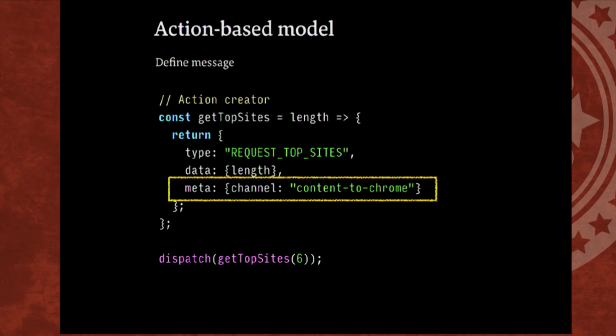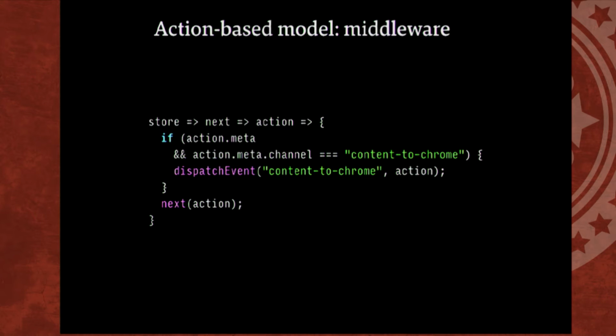So how do we actually do the work of sending this request to the parent process? Well, what we're going to do is express this as a property of the action. In this case, I've added a meta field with a channel property, which says that this action needs to be sent from the content process where it originated to the Chrome or parent process. We create some middleware that will look at the meta property on the action and then dispatch the event if it sees that channel is equal to content to Chrome. So we've moved the message listener stuff out of each action into some middleware. Notice that in this case, instead of sending messages with unique names, we only have one message name, which is our channel, and the data associated is just an action.